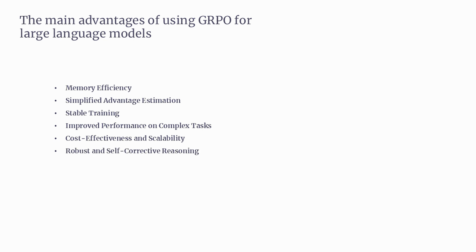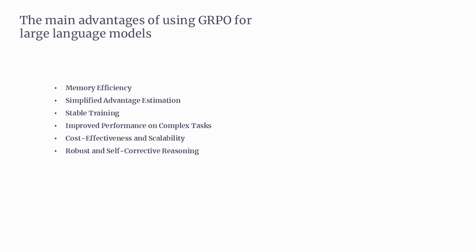The sixth, robust and self-corrective reasoning, qualitative improvements. One of the more fascinating outcomes of using GRPO is that it encourages robust and self-corrective reasoning. For instance, in tasks like visual maze navigation, models trained with GRPO have shown the ability to improve their reasoning over time, adapting and correcting mistakes. This suggests that GRPO fosters deeper reasoning capabilities that go beyond simple fine-tuning.